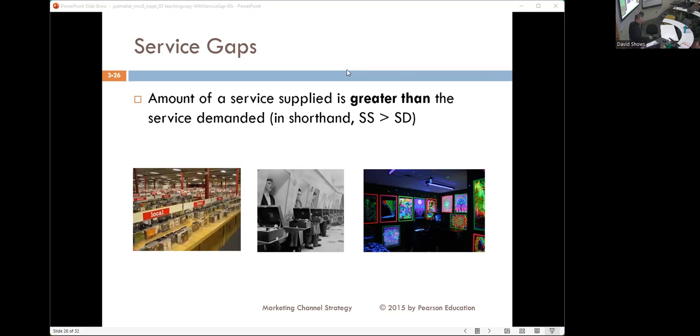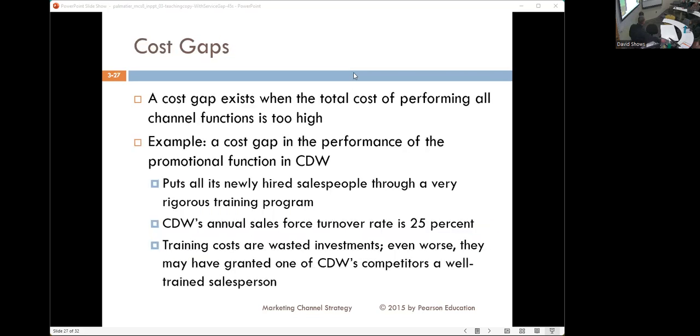Now, the difficulty with the service supplied greater than the service demanded means that you have cost gaps too. Cost gaps only go one way. A cost gap occurs when the total cost of performance is too high. There is no such thing as performing services where the cost is too low. If you're performing services and your costs are low, that's golden, okay?